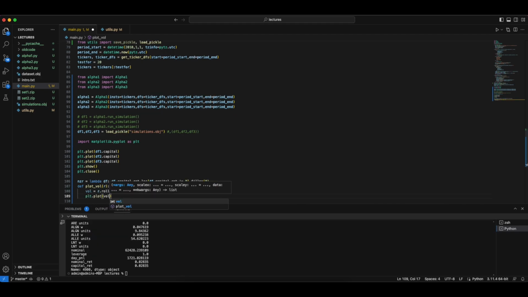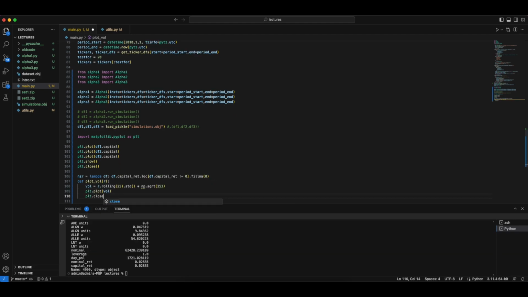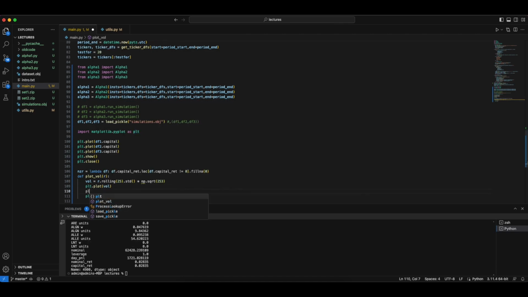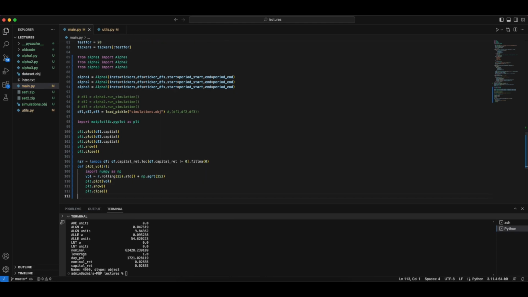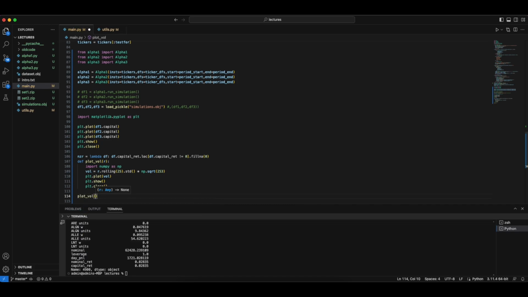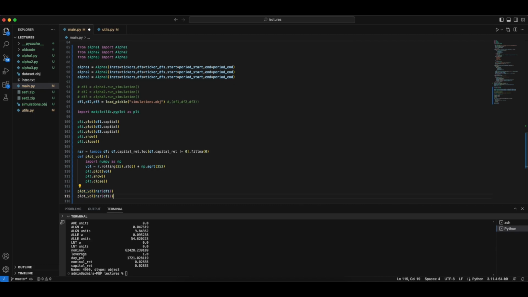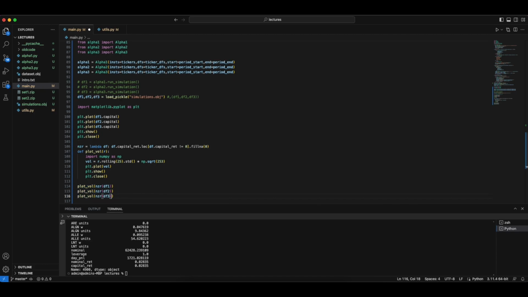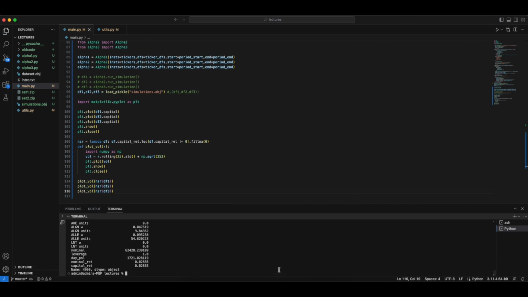Regular plot. Looking close. So, okay. We'll explain what this code is doing. But let's just say plot for non-zero return, and let's see how that goes. Okay, so let's run this.